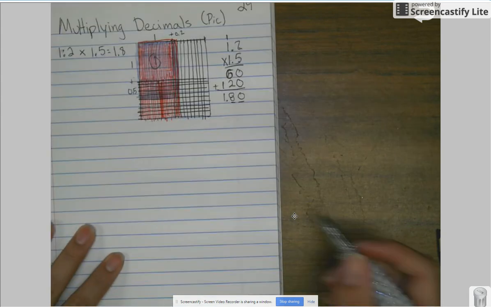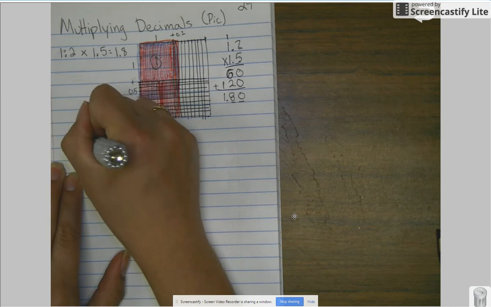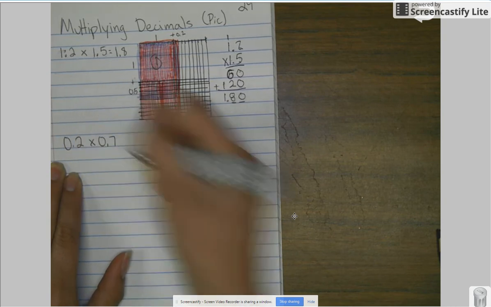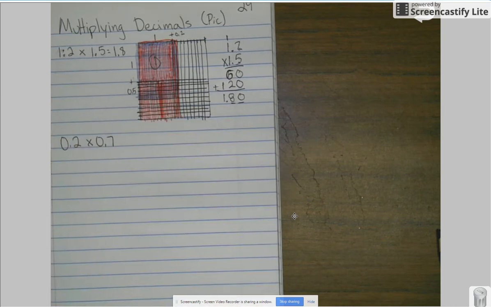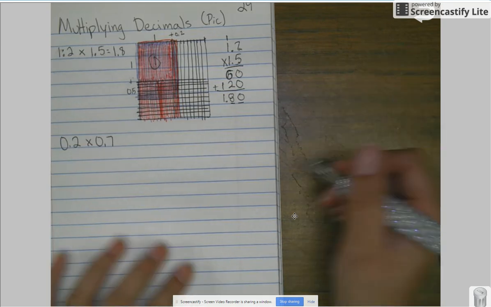Okay, one more picture we're going to do. Skip a line. I want you to do 0.2 times 0.7. Okay, now this is where some people get confused about how we can have two decimals multiplied together and get something smaller than we actually have.